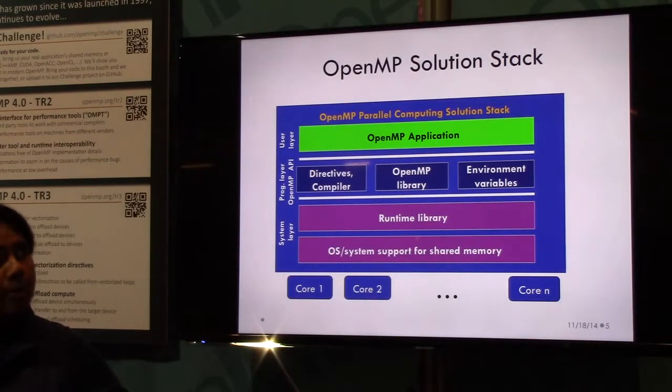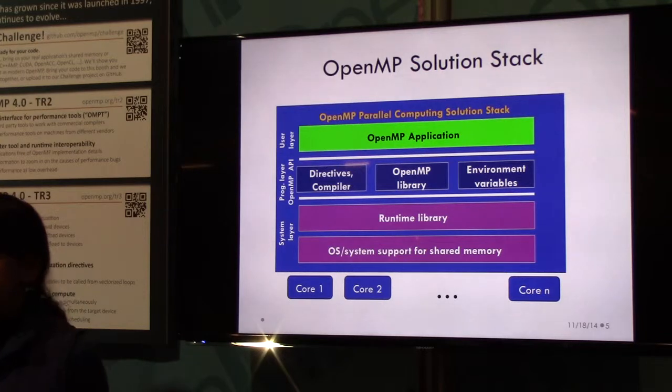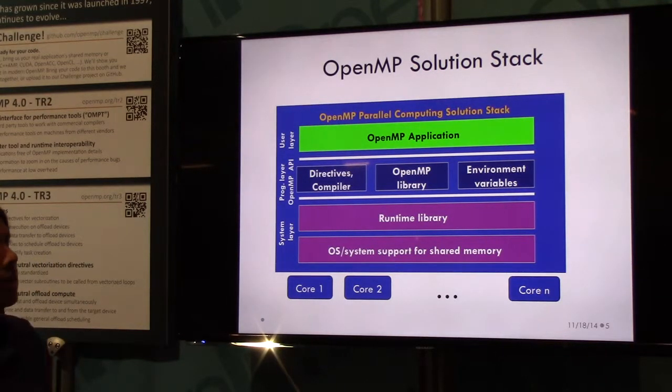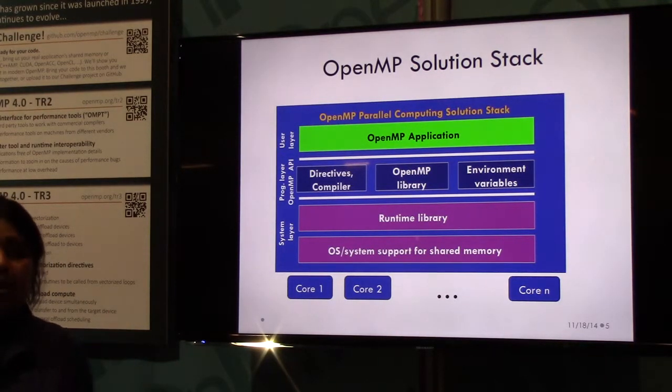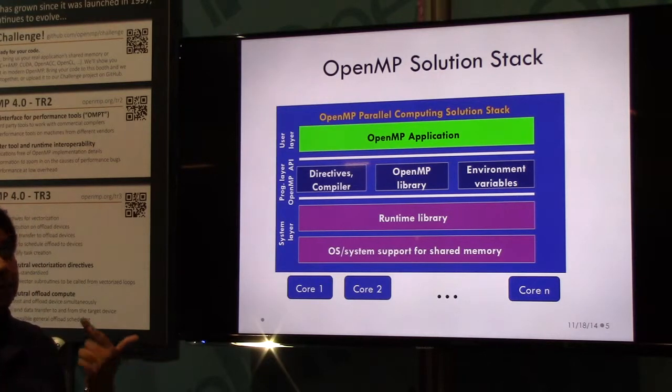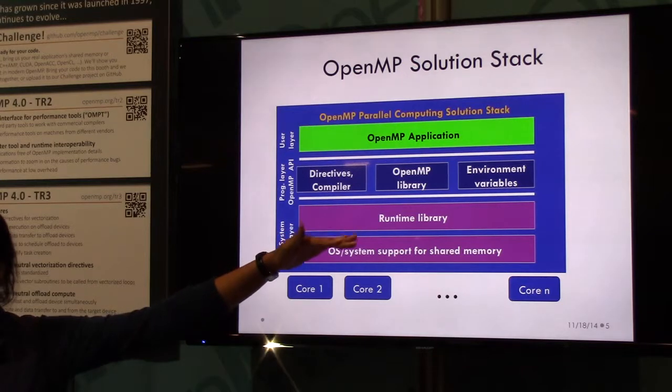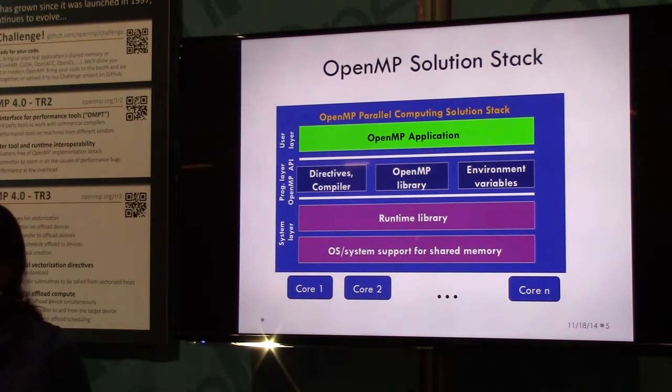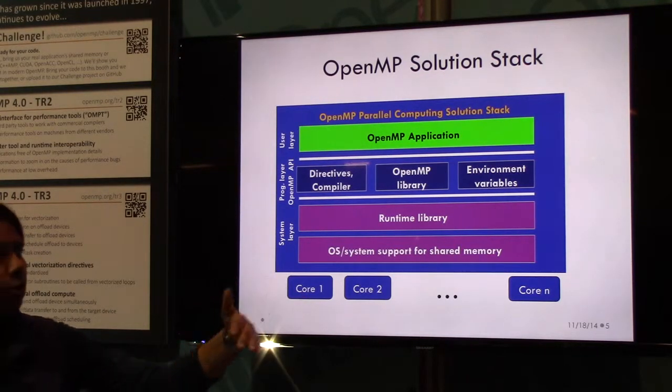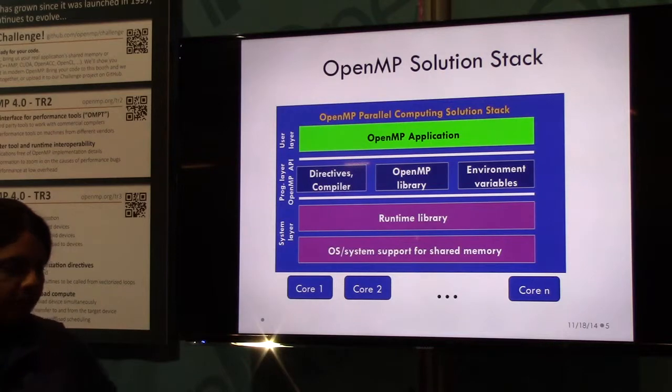So a typical OpenMP solution stack is where you have a multi-threaded application. So you have an application written using OpenMP directives, and you use a compiler that can compile OpenMP code, and it definitely has a library and environment variables, and every implementation has its own runtime library, which is what matters when you are talking about performance, speedup, and better execution times. And then the operating system, followed by the underlying platform.